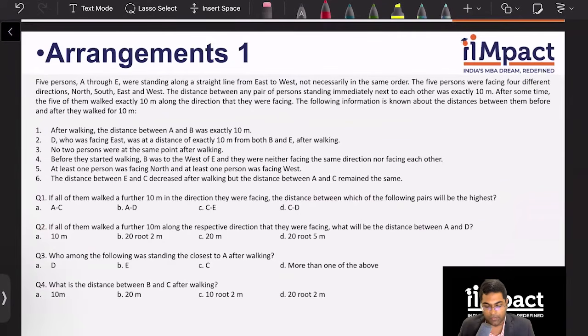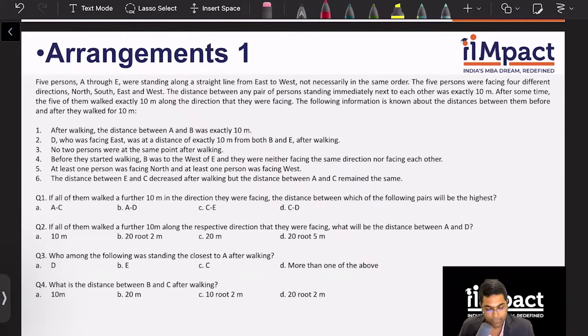So I have 5 people A to E who were standing along in a straight line from east to west. All right. Not necessarily in the same order. The 5 persons were facing 4 different directions, north, south, east, and west. The distance between any pair of persons standing immediately next to each other was 10 meters. After some time, the 5 of them walked exactly 10 meters along the direction that they were facing. The following information is known to us about the distances after and before.